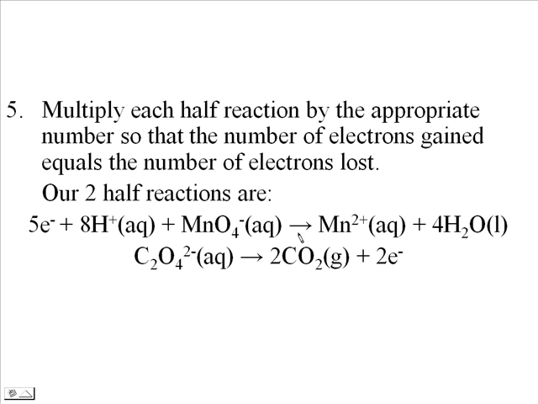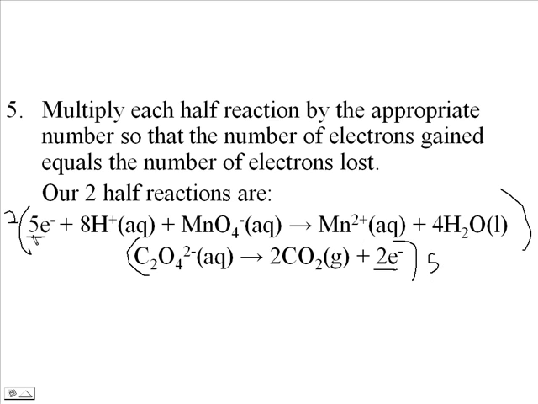Okay, now we have to look at our 2 half reactions. This side, 5 electrons are gained. On this reaction, 2 electrons are lost. They must be the same. So therefore, we take our whole top reaction and we multiply it by 2. And we take our whole bottom reaction and we multiply it by 5.